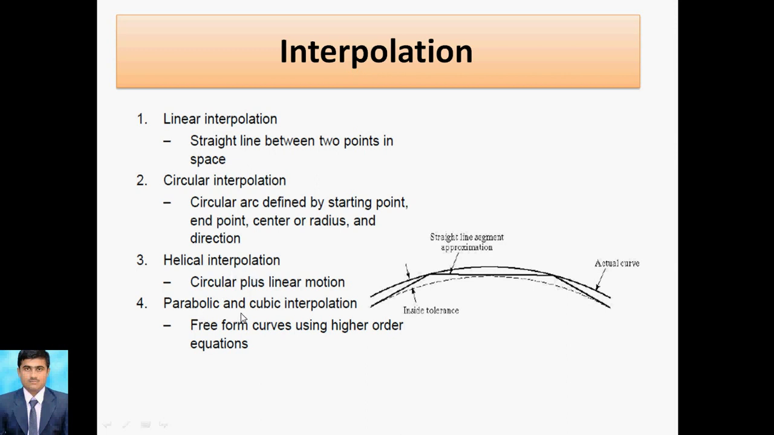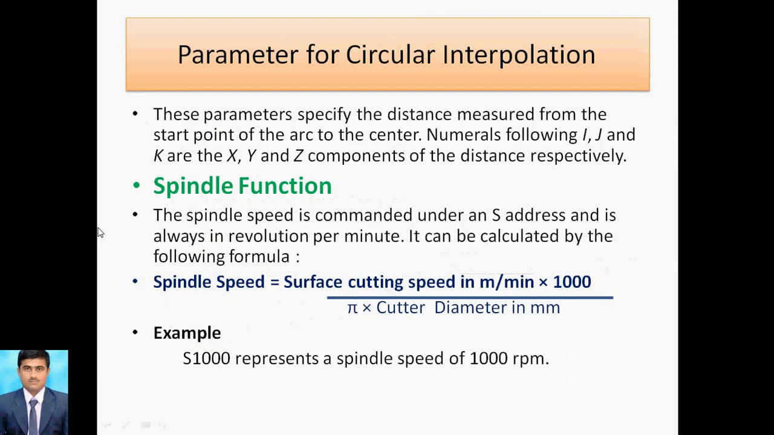The next is parabolic and cubic interpolation. This is free form and uses high order equations. This is the fourth type of interpolation. Normally we have considered two interpolations. After that, in advancement, we consider these two, helical and parabolic. In the next slide we discuss the parameters for circular interpolation.